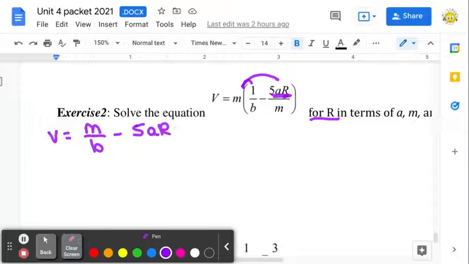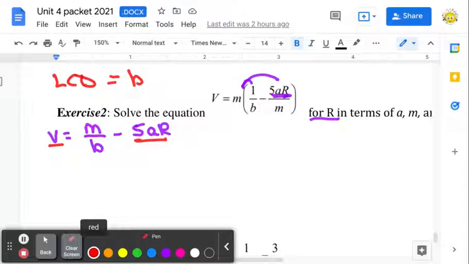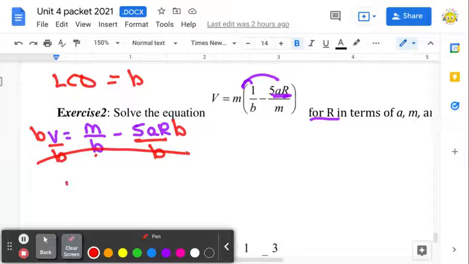Well, you know what? Let's just make our denominators the same. The least common denominator is B because the other ones are just a 1. So I'll put a B here. Whatever you do on the bottom, you've got to do on the top. This one already has a B. So now it's not ARM, it's ARB. So these cancel out, and I have BV equals M minus 5AR. Whoops.